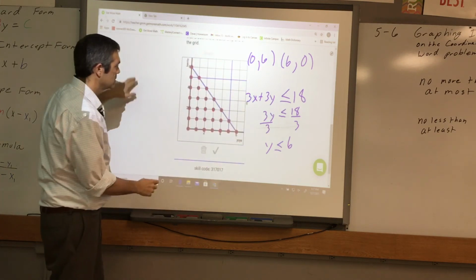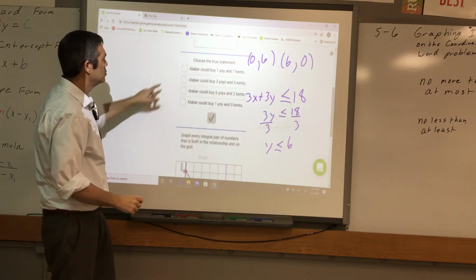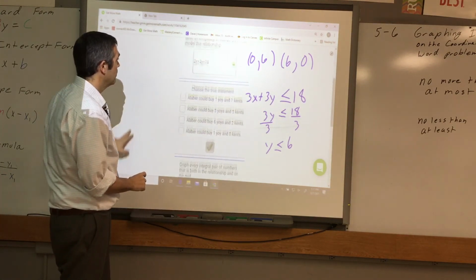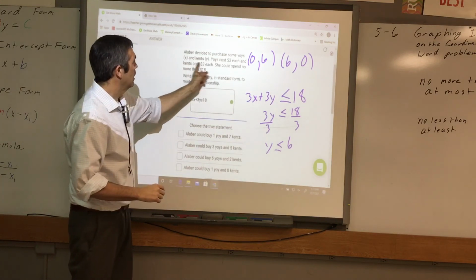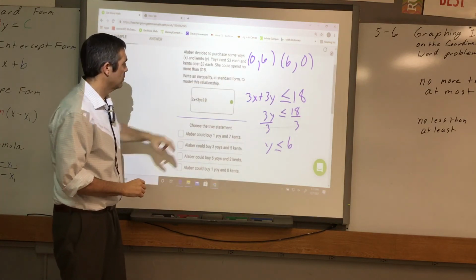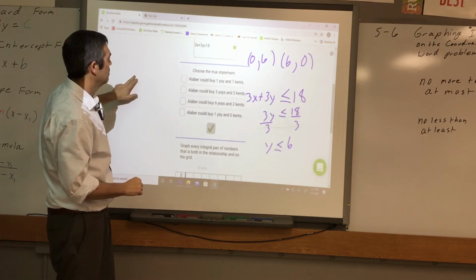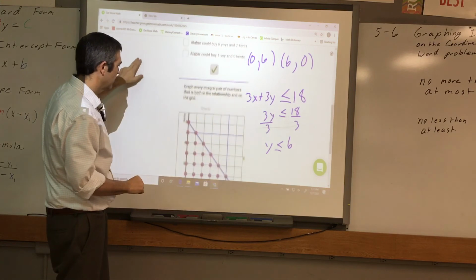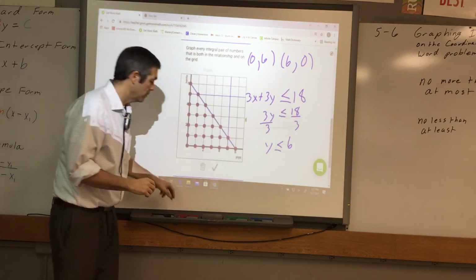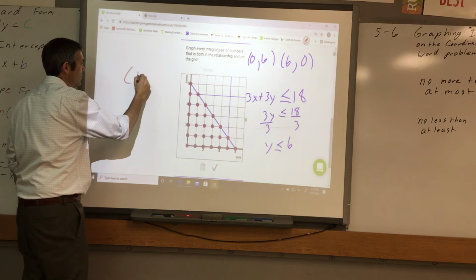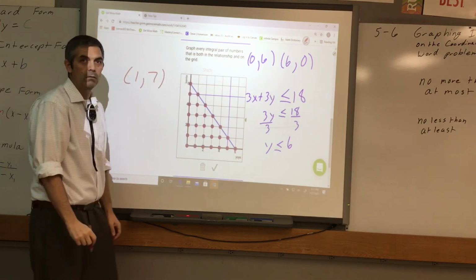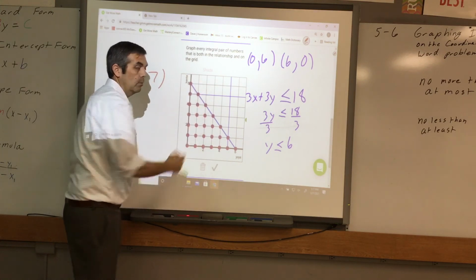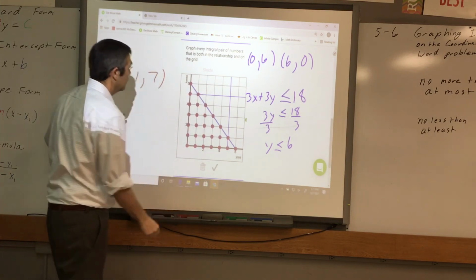So that one's good. So now we want to choose the true statement, the one that satisfies it. So we know that the yoys are the x, the kins are the y. So Albert can buy 1 yoy and 7 kins. Well, let's find out. That's an ordered pair, by the way. Look, they just gave you an ordered pair. And that's what we're looking for. 1, 7. Nope, can't do that. So we've got to find another one.